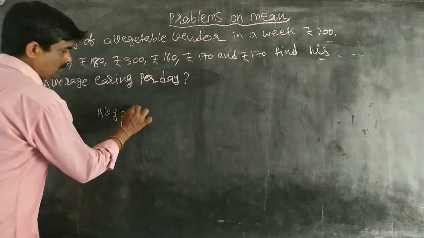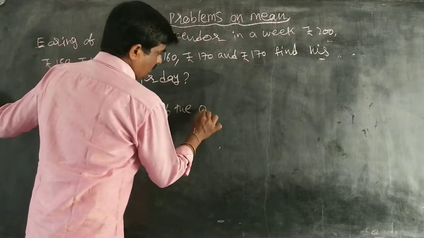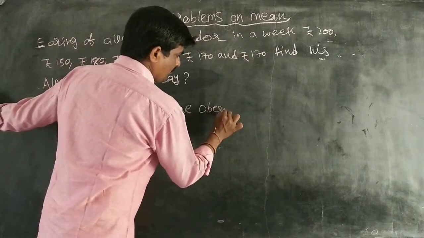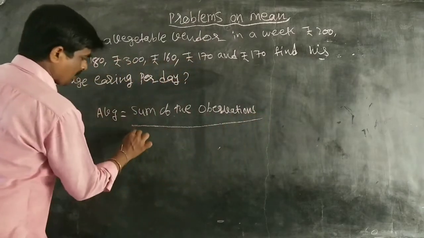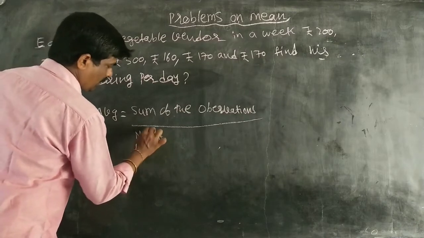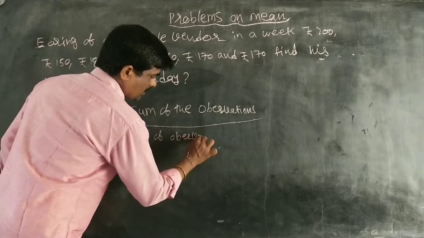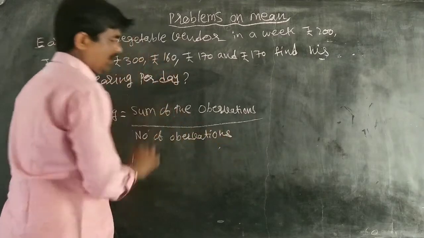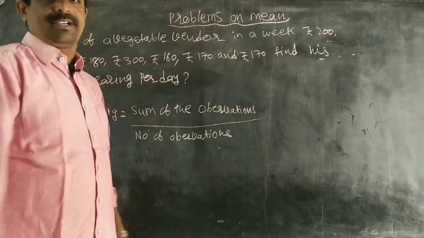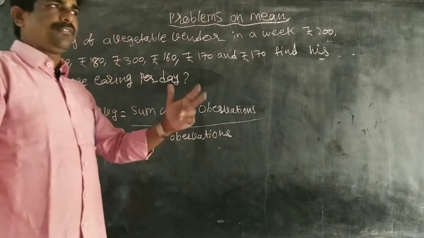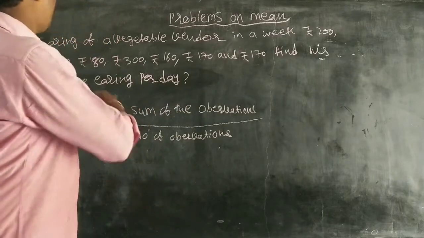Average is equal to the sum of the observations divided by the number of observations. Sum of the numbers by the number of numbers, sum of the quantities by the number of quantities. Every writer or author uses different words, but the concept is one.